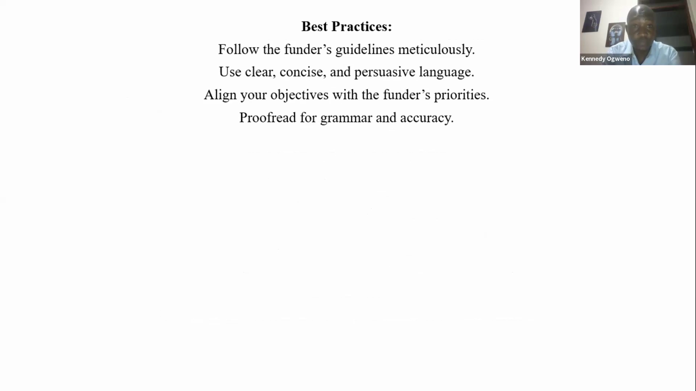So best practices, these are some of the best practices. Follow the funders' guidelines meticulously. I'll show you those guidelines, like the Kenya Cancer Institute, when they requested for the proposal for some of the research activities within the health sector. They give you the guideline, the font size, what you are supposed to do, how many objectives, what is needed there. So you need to follow such with a persuasive language, and you must align your objective with the funders' priorities. And grammar and accuracy is very key.